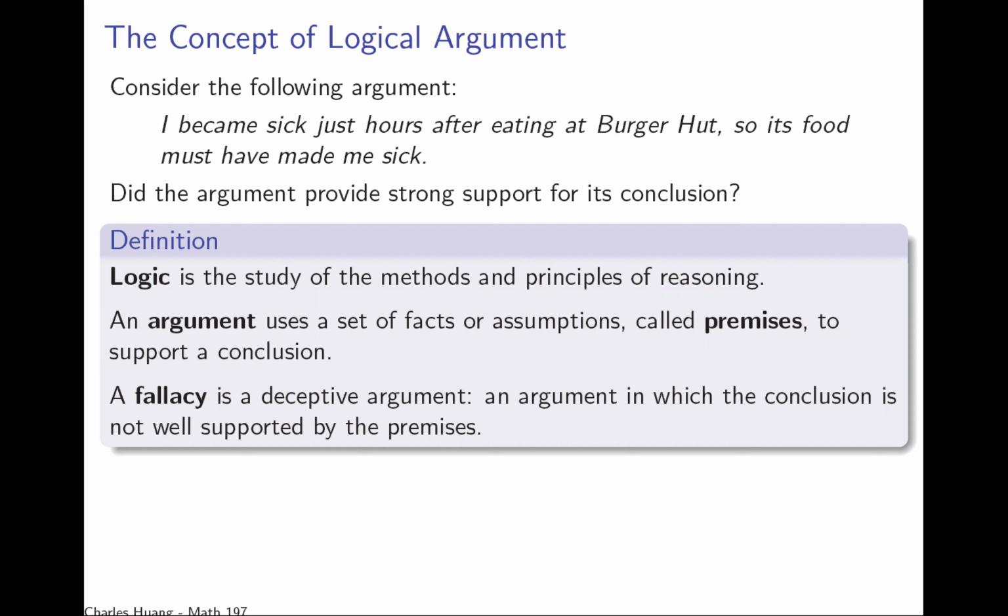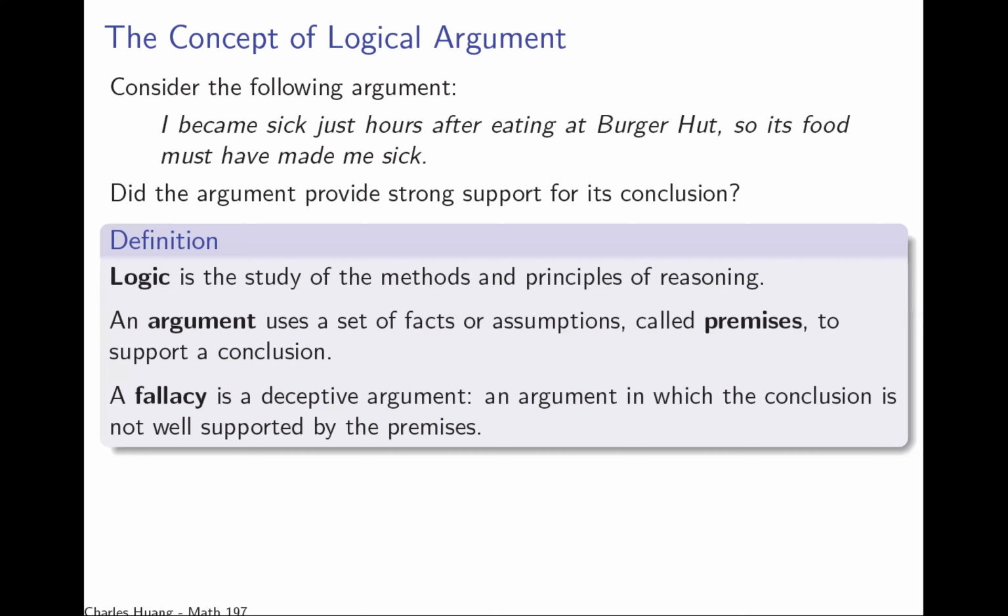And what we're using logic for, in this case, is to make some sort of arguments. And if you look at the arguments above, here, we're trying to use some information. I'm trying to use the information that I got sick just hours after eating at Burger Hut. And that's sort of the piece of information we use. These are called premises. And these premises are used to support the conclusion. The conclusion in this case is that the food at Burger Hut must have made me sick.